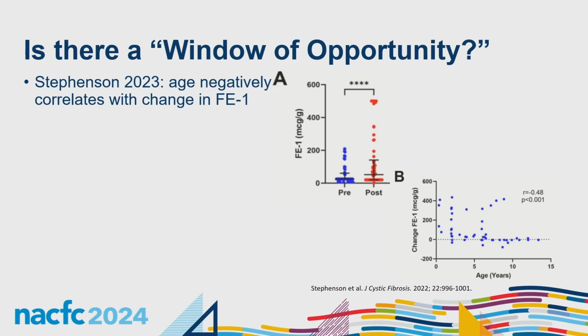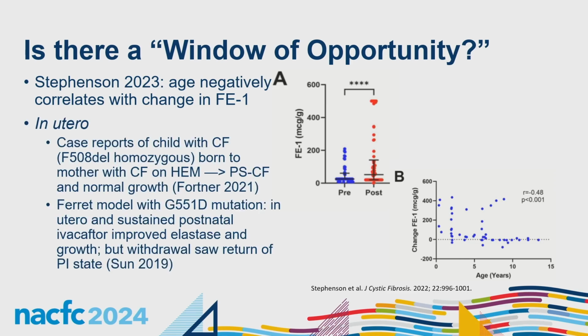Kimberly Stevenson will be speaking after me, and she'll be sharing results of her study. So I don't want to steal her thunder, but suffice to say they found age negatively correlated with change in fecal elastase values. And we know there are positive effects in utero with modulator use. There have been multiple presentations during this conference discussing the possible benefit of maternal antenatal modulator use to mitigate meconium ileus. Fortner published a case report of a child with F508 homozygous mutation born to a mother with cystic fibrosis on highly effective modulator, who was born pancreatic sufficient and had normal growth parameters early in infancy.